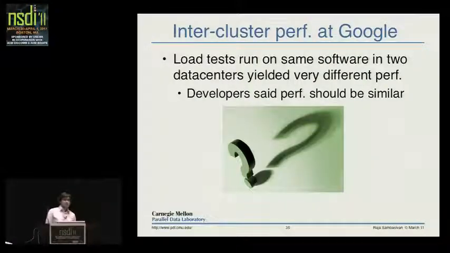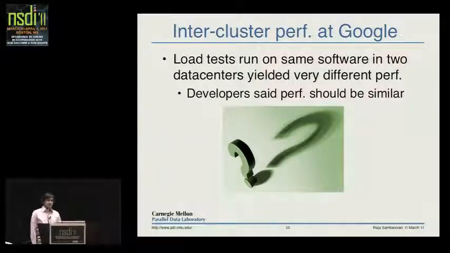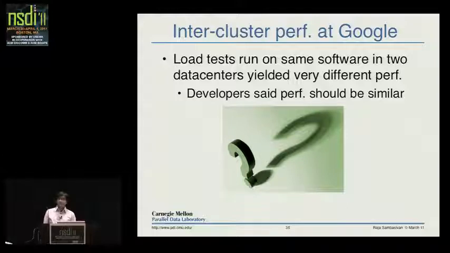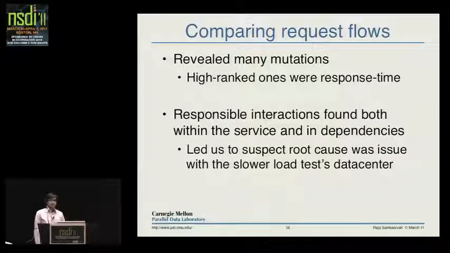All right, I want to quickly do one more problem here. So it'll take about a minute, and then I'll conclude. This is one example of diagnosing a problem at Google. Developers of a distributed service at Google were running load tests on their distributed service in two different data centers. They really expected the performance to be similar in these two data centers. But in fact, they found the performance to be very different. And they were curious as to whether this was a problem with their distributed service or whether it was a more pervasive problem. By comparing request flows generated between the two data centers, we saw that there were many mutations.